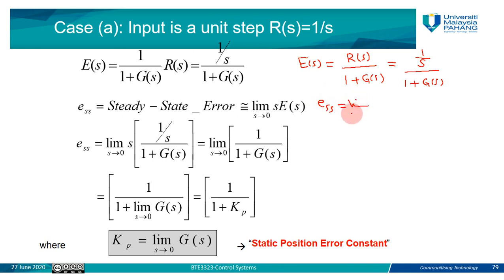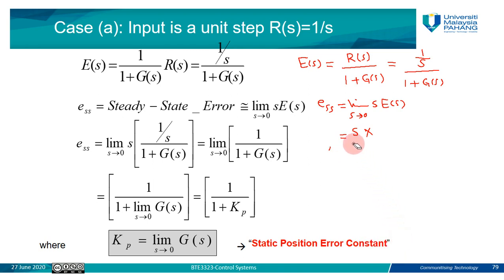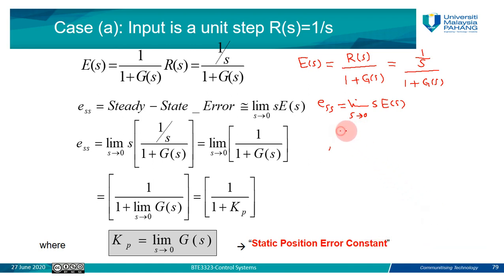limit, this is also the formula that we mentioned before, s goes to 0, s E(s). So this is the general formula to find the steady state error. Now we are going to substitute the value of E(s). This will equal to the limit s goes to 0, s times E(s).